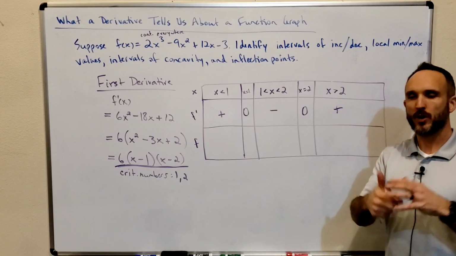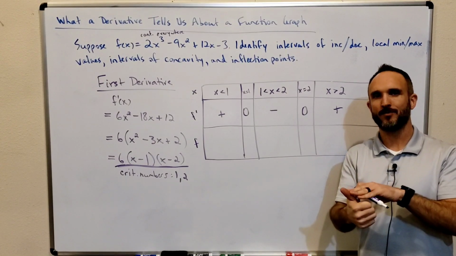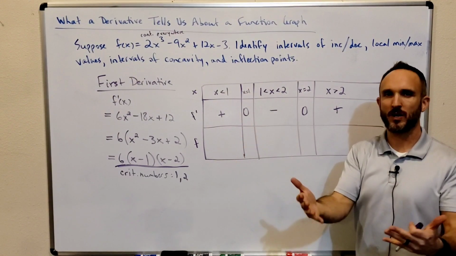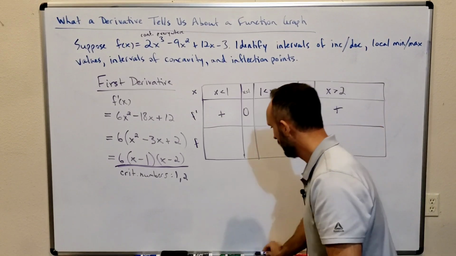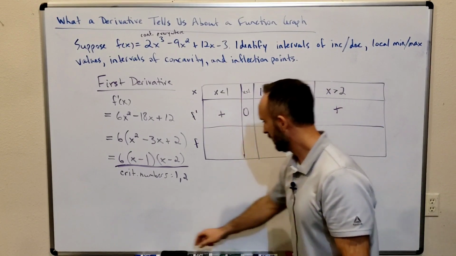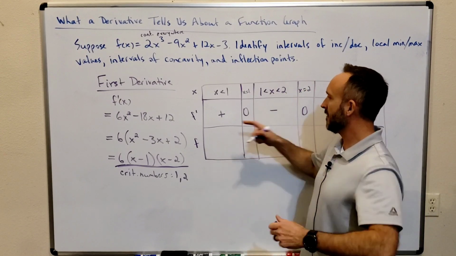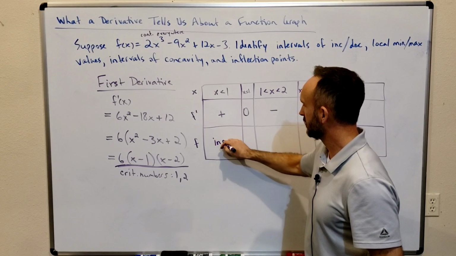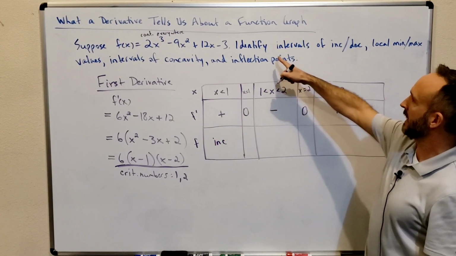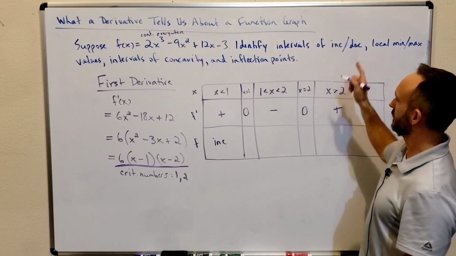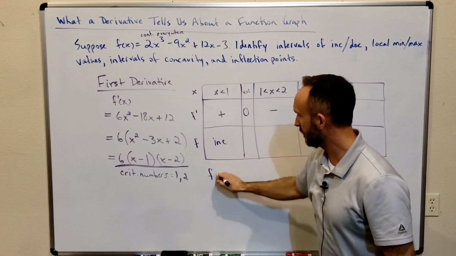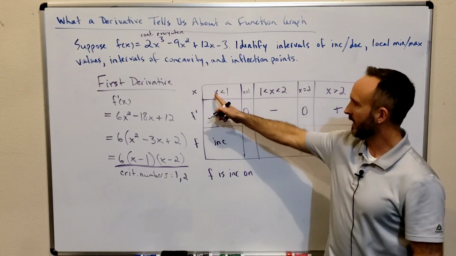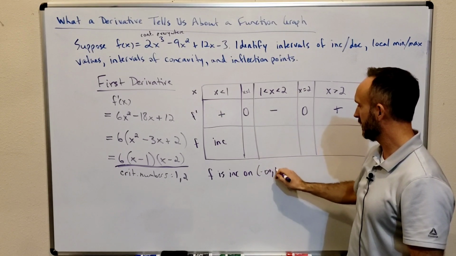So now we've tracked where f prime is positive and negative. That's going to be super useful because we know what that tells us about f. We already discussed what f prime tells us about f. If f prime is positive, what do we know about f? Well, it tells us that f is increasing. So if we start answering the first part of this question, identify intervals of increasing or decreasing, we could say that f is increasing on the interval where x is less than 1, so from negative infinity to 1.